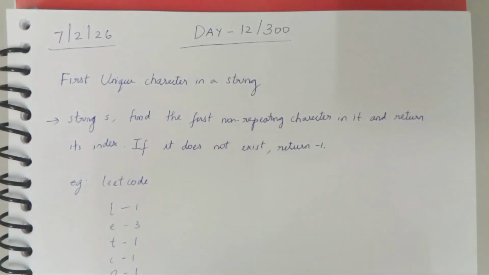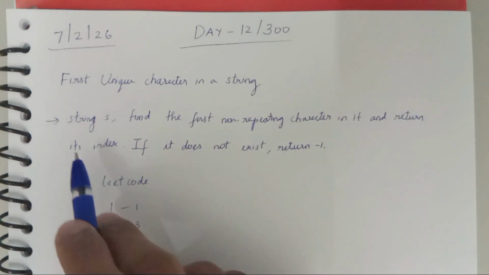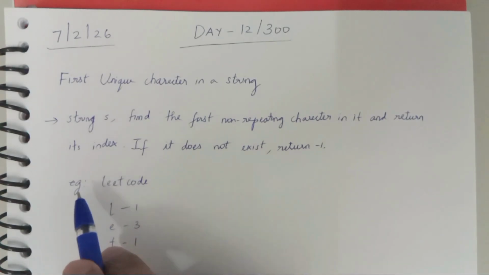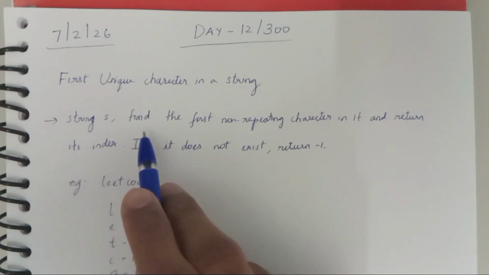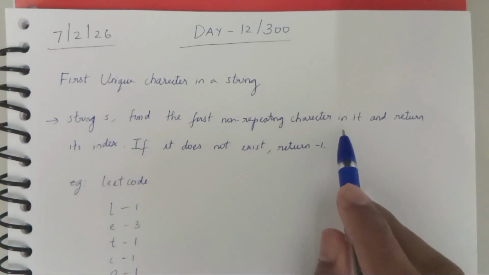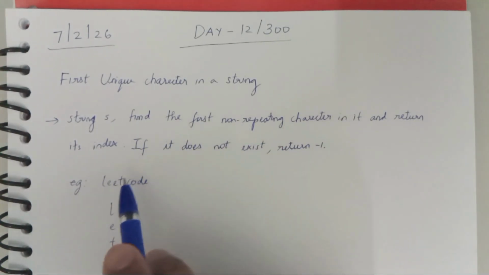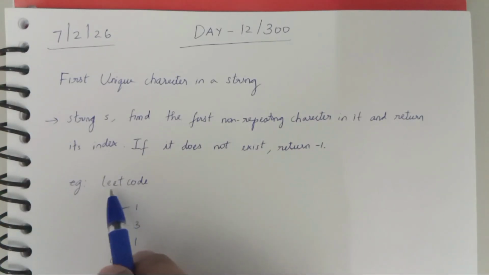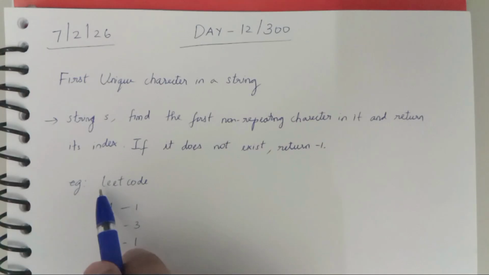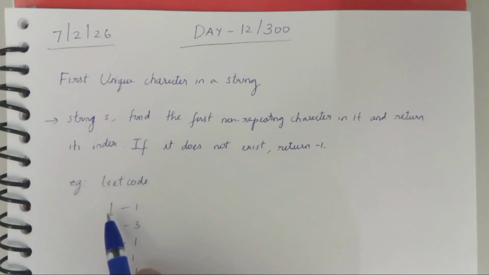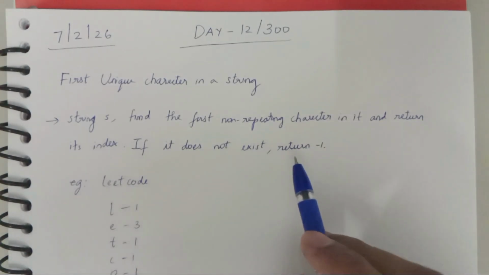So in this problem we are given a string s. s is just an array of characters, and we need to find the first non-repeating character in it and return its index. Suppose, like here, if we count the repetition of each character, L is just once, E is repeating thrice, T is once, C is once. So the first non-repeating character is L. So we have to return the index of that character. And if it does not exist, we return -1.